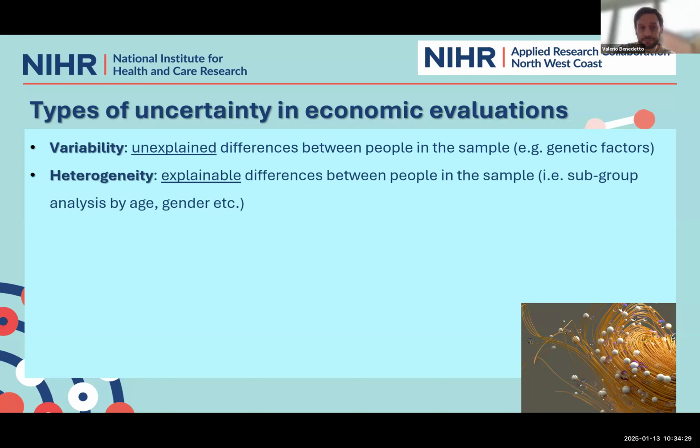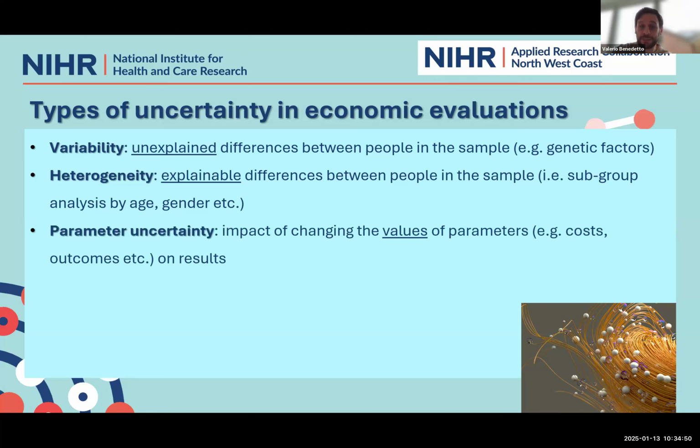Heterogeneity, which refers to explainable differences between people in the sample. Again, there might be different responses to treatment by age, gender, and so on. So things that we could measure, and we could perform a subgroup analysis based on these different variables. Parameter uncertainty, which means analyzing the impact of changing the values of the parameters.